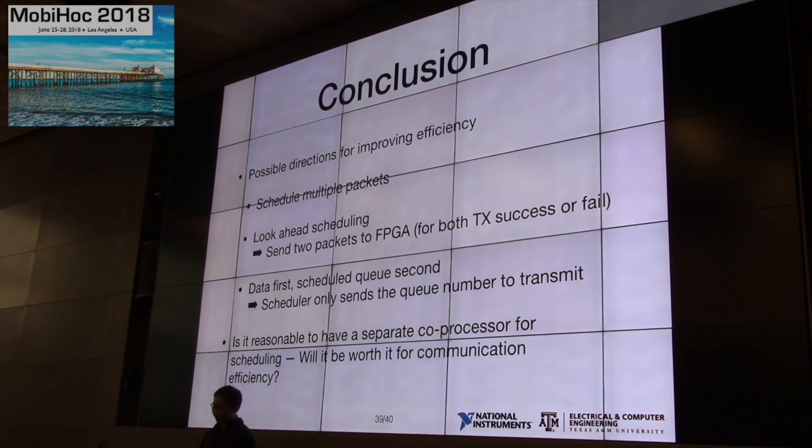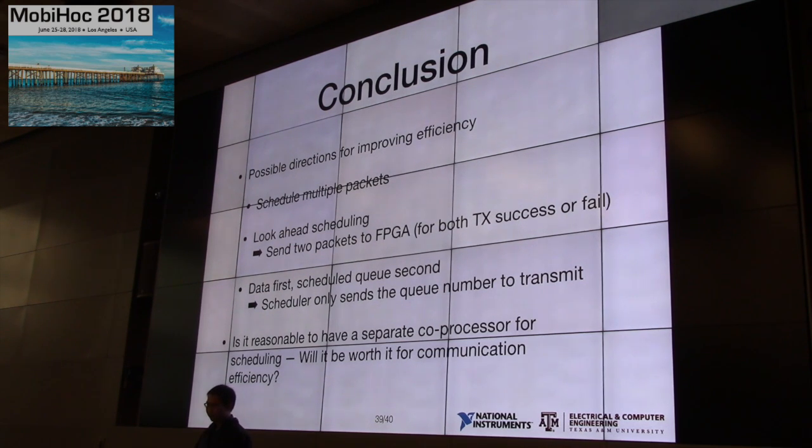And then the other thing you can do is do a look-ahead scheduling, which is what we're working on right now. So instead of sending one packet and waiting for a decision, we send one packet, and while it's being transmitted, the next time we send two packets, and based on whether the first packet gets transmitted successfully or not, you transmit one of the two packets that you preload onto the FPGA. So in this way, you can preempt the decision making by giving the hardware two options. And then the moment the hardware receives the feedback, it gets to transmit immediately without waiting for a decision from the host again.